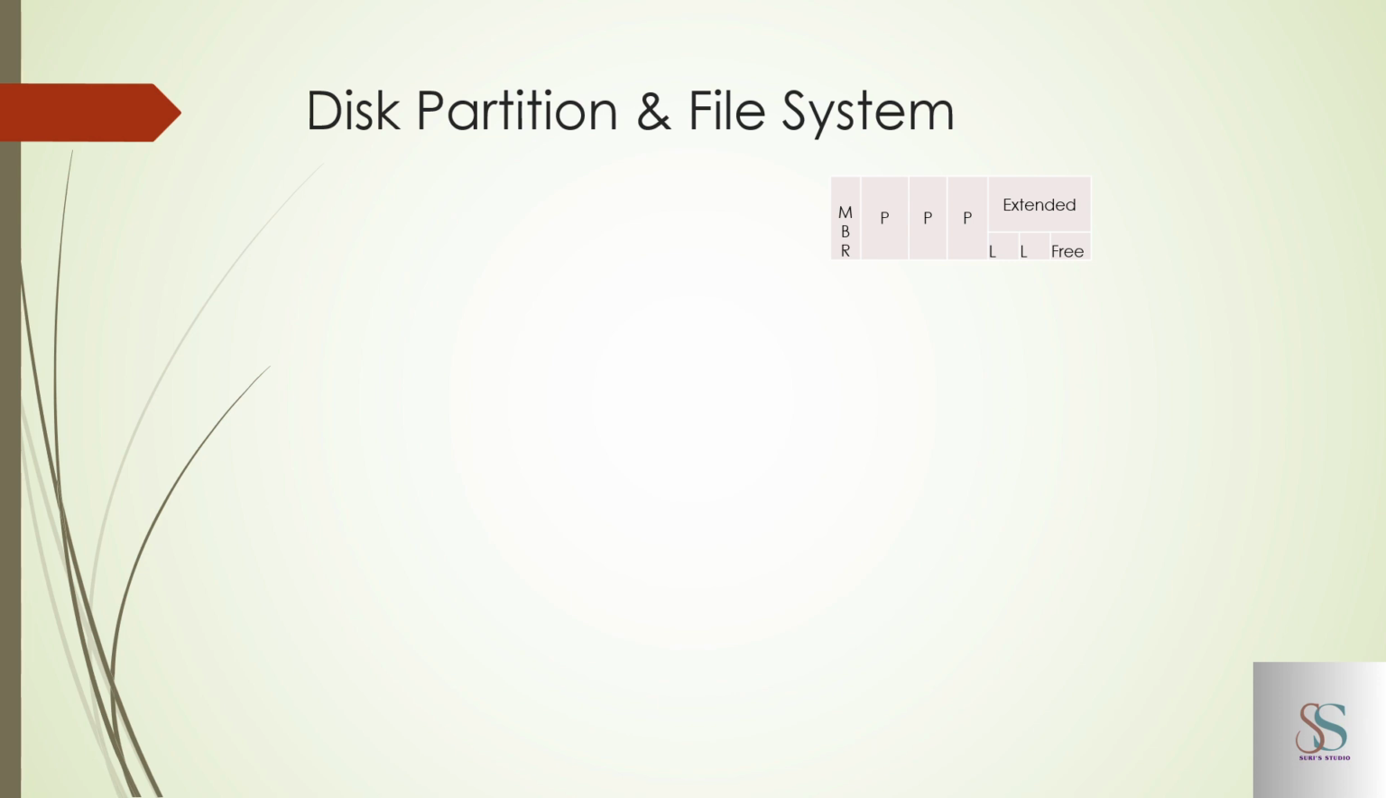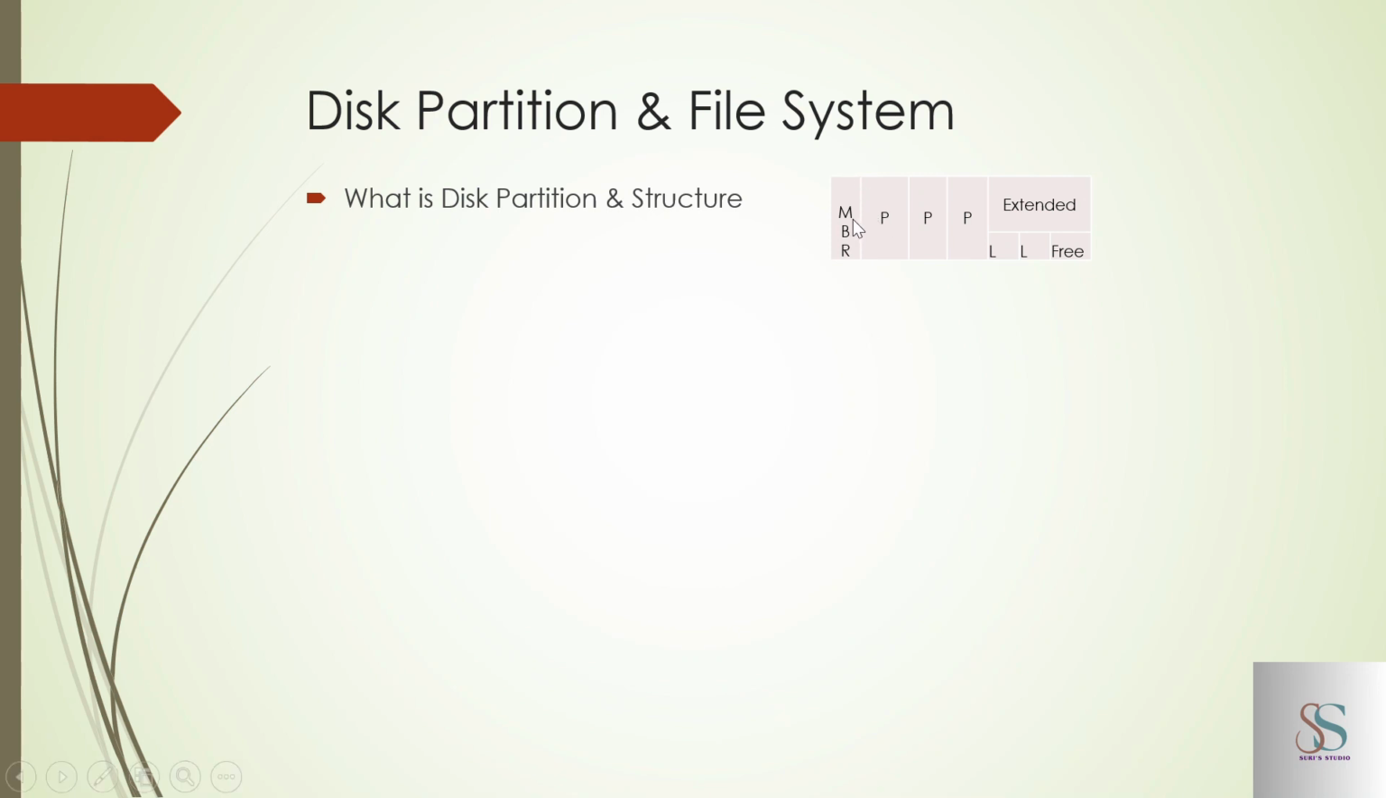Today we will discuss disk partition and file systems. Disk partition means dividing a hard disk, like we can divide it into drives C, D, E in Windows. Here we will see what a disk partition is and what its structure looks like.